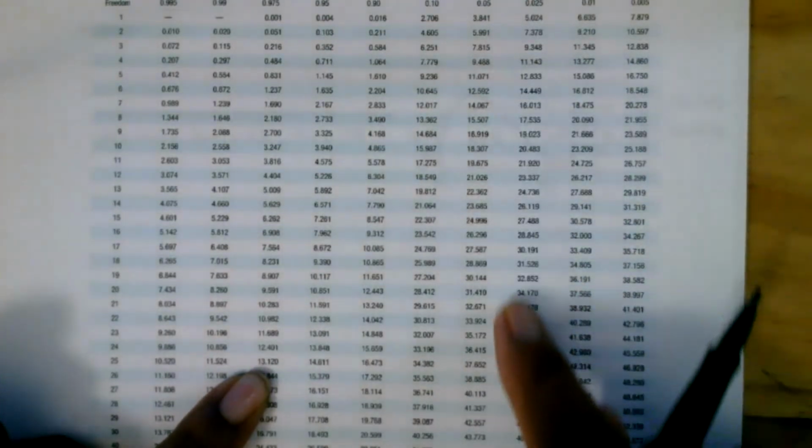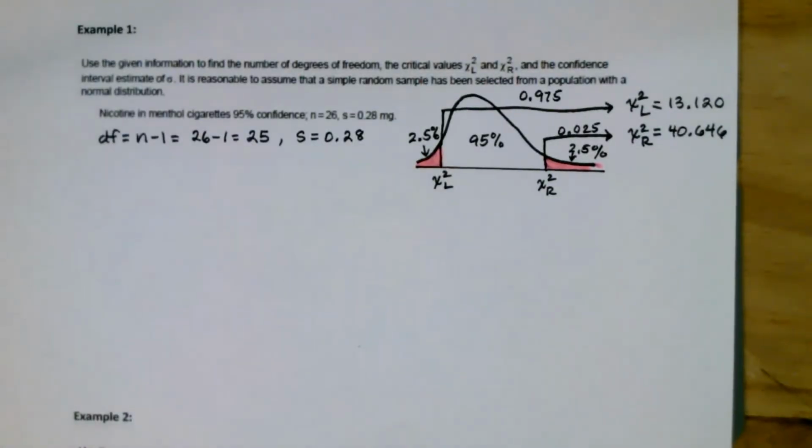So again, this is 0.975 and 25 degrees of freedom. Read down and across, that's 13.120. And then we got 0.025 here. Read down and across, that'd be 40.646. Okay, so those are my chi-square values on both the left and on the right.